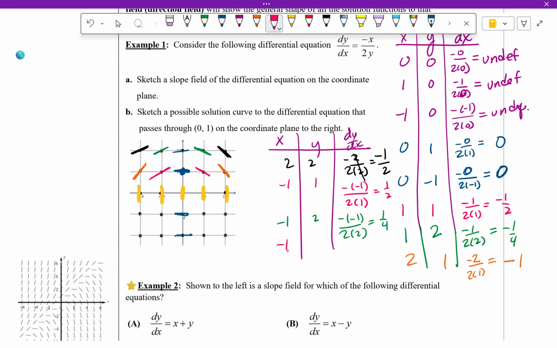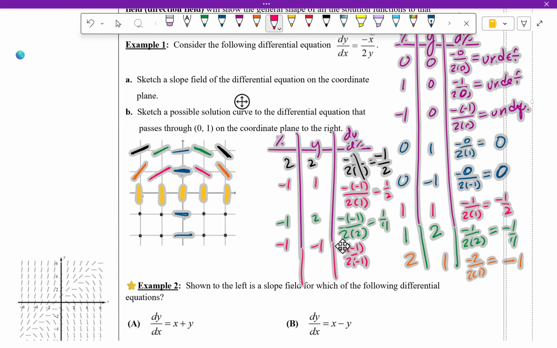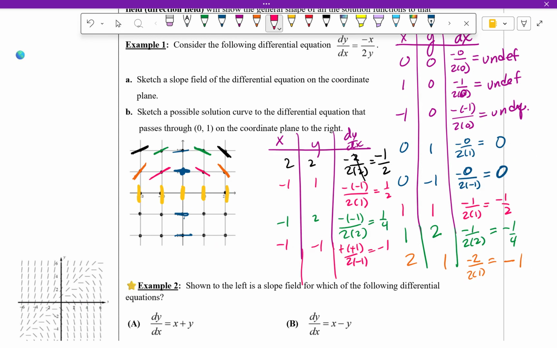So it was negative 1, negative 1. All right, so I'm plugging in. I've got negative 1 over 2 times negative 1. What's that going to end up being? Negative 1/2. So isn't this quadrant going to look like this quadrant probably? Or we're going to get mirrors of this one?